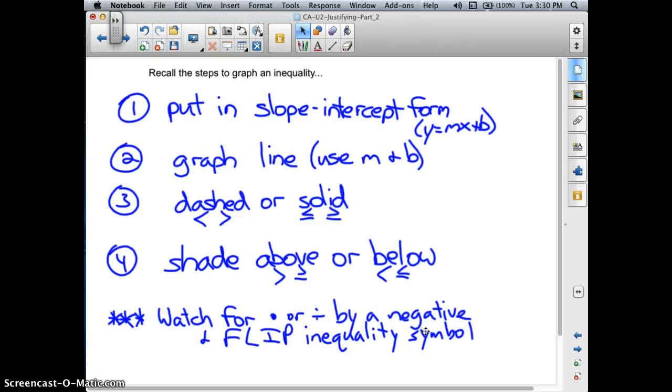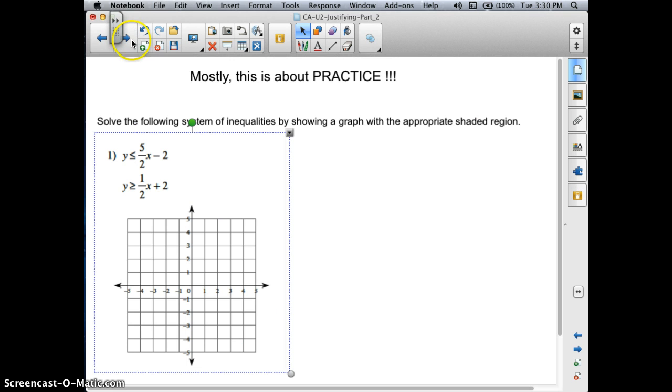You have these on a graphic organizer, and it might help to have that out in front of you now. Mostly this is about practice, and so we're going to do a problem together. You'll do one on your own, and we'll look at a couple of different ways you might see these inequalities. On this first one, you're asked to solve the system by showing a graph, and remember, this is all about the shaded region. We're going to graph each of these inequalities separately, but we will notice that there should be some overlapped shading, and that area, that region of the graph, is the solution to the system.